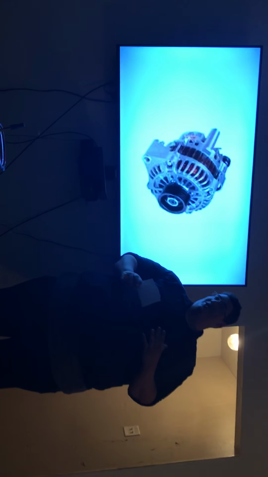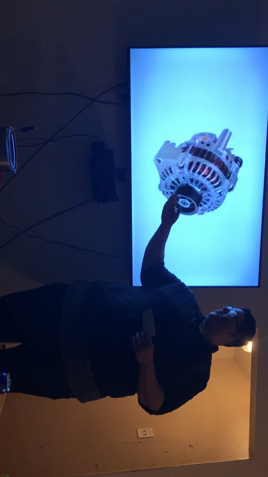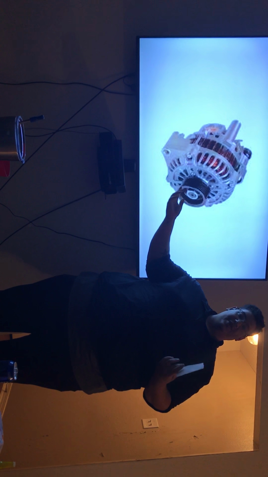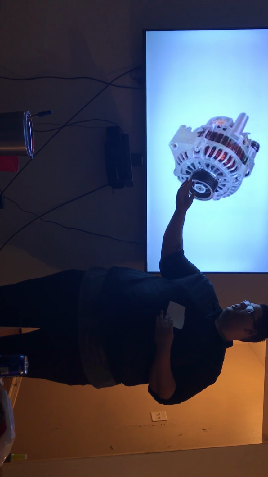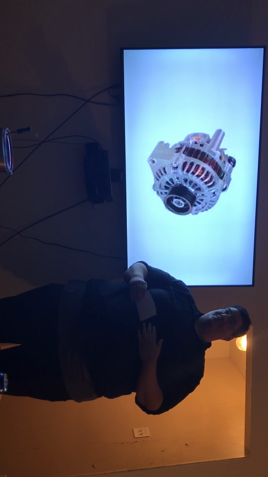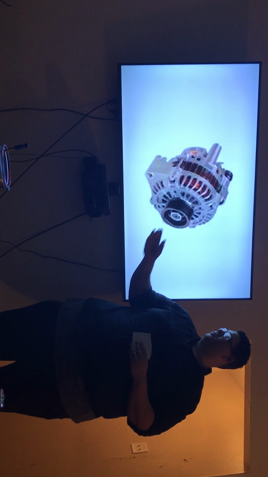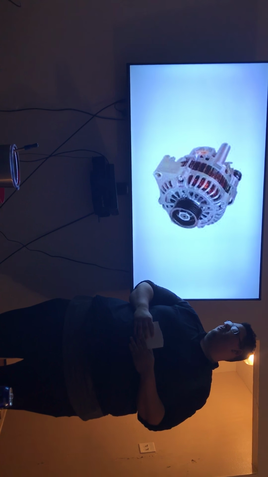So who wants to learn about alternators? I know I do. This is what most people think about when they think of an alternator. It goes in your car, but they didn't always look that way, and they developed through technology over time into a compact version of this.